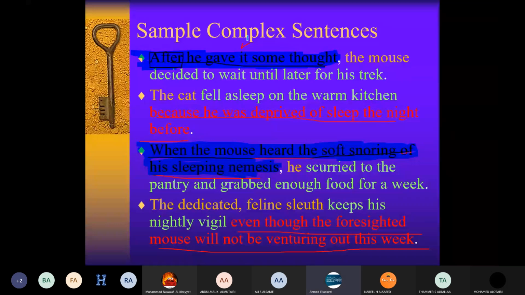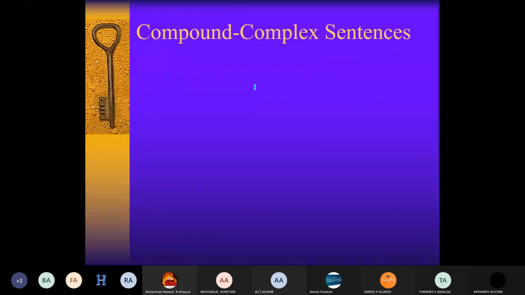So once again, any complex sentence consists of one independent clause, which gives you the full information, and one dependent clause. Complex, we will study it tomorrow.